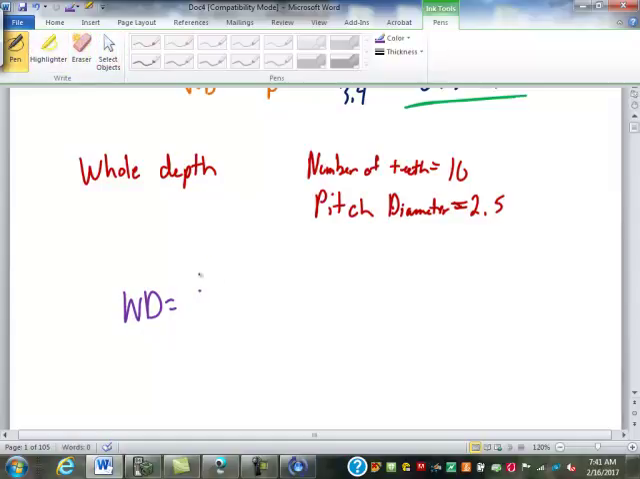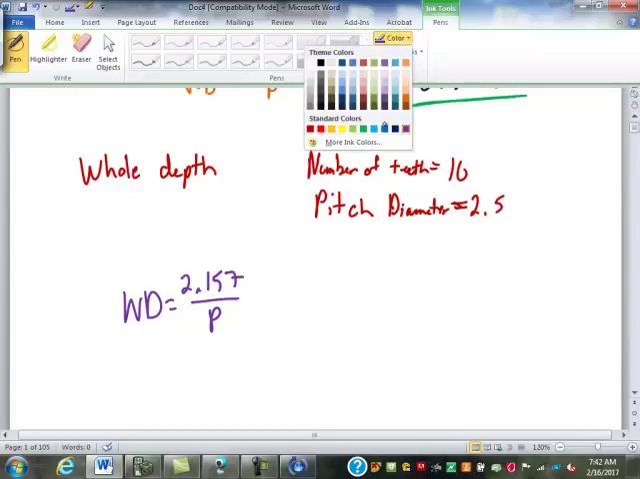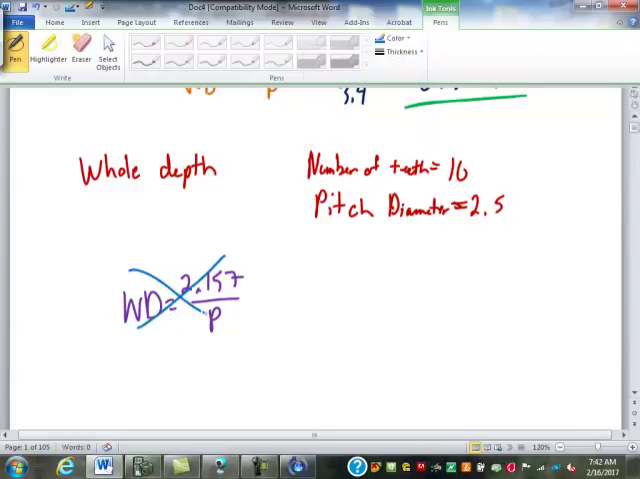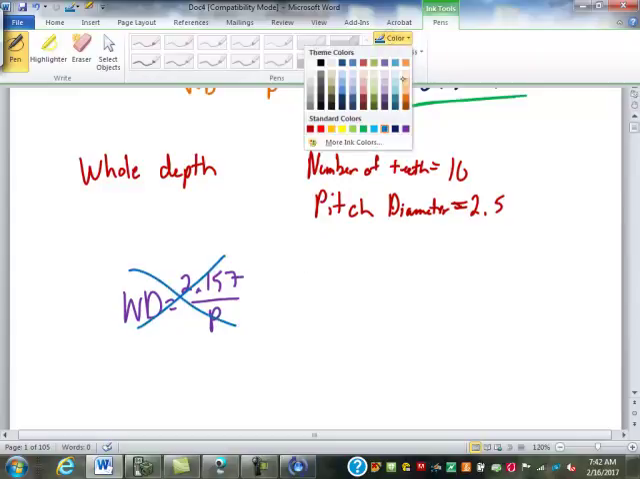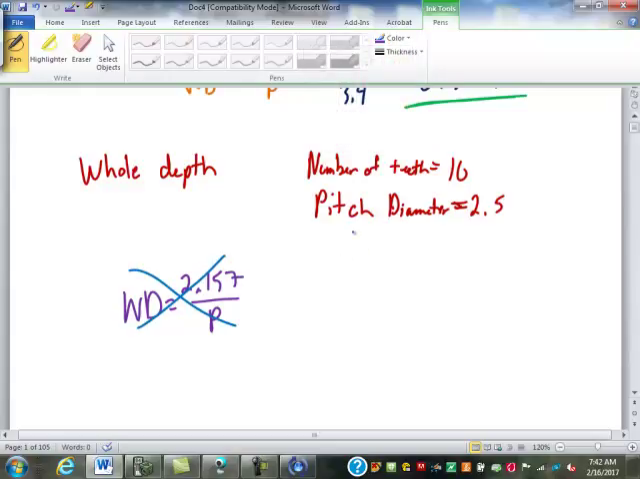Hole depth is 2.157 divided by P, which is the pitch. Do I have the pitch? No, I don't. I have pitch diameter and I have number of teeth, so I don't have the information I need for that formula.